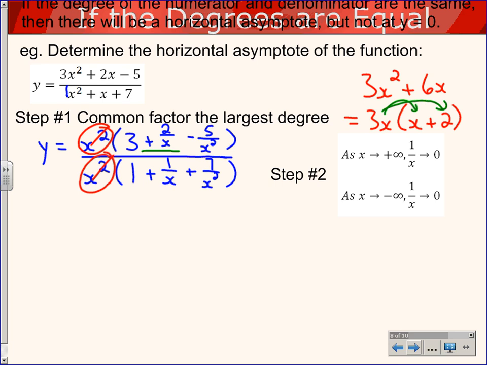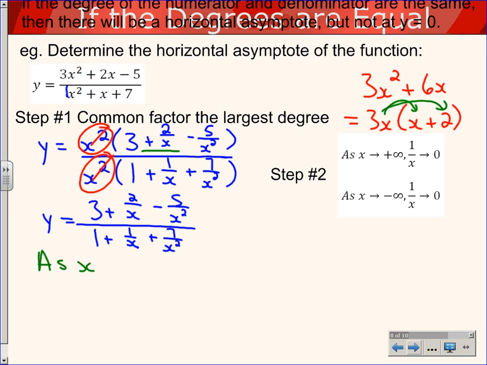Step 2 focuses on what we mentioned before with the 1 over x graph. We know that if x is approaching a really big number, then 1 over x gets closer and closer to 0. So I'm going to write this down again. Y equals... there we go. Now, because I'm interested in our horizontal asymptotes, what happens as x approaches either plus or minus infinity? What happens as x gets really, really big positive or really, really big negative?